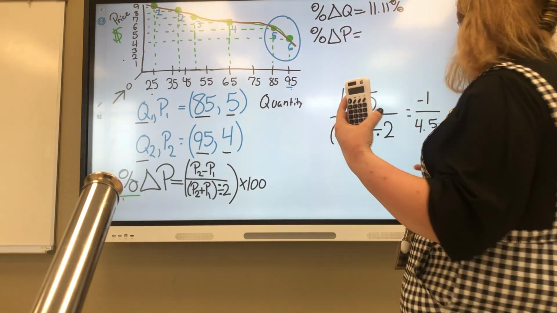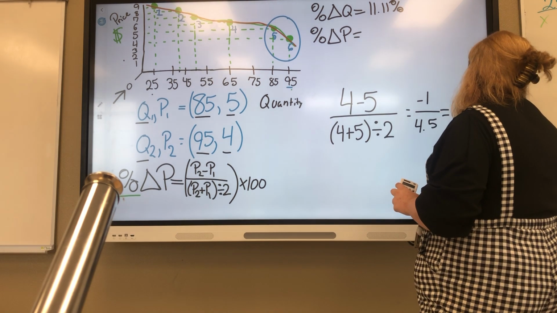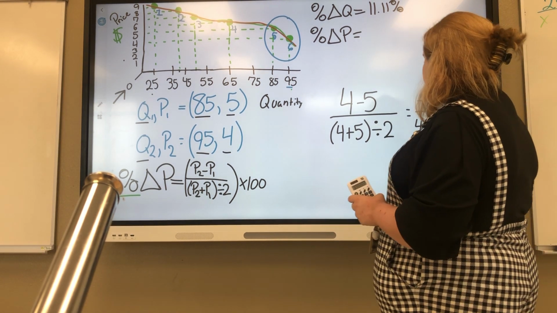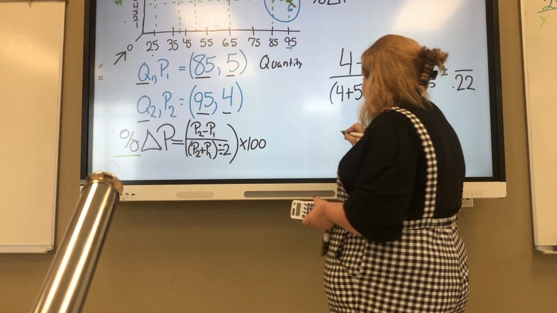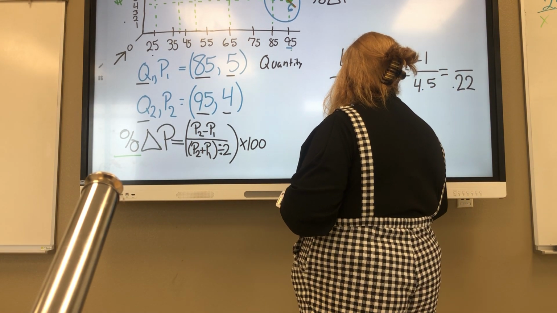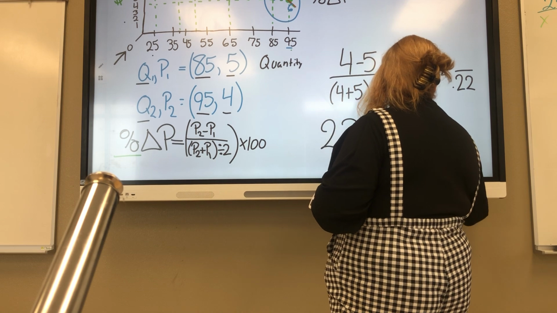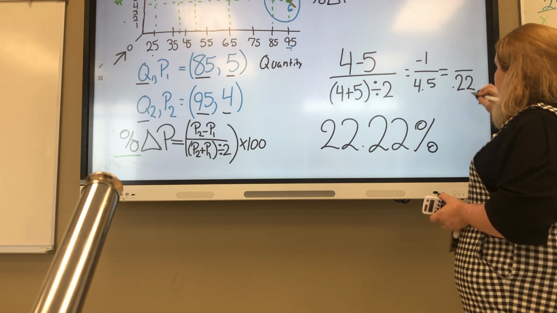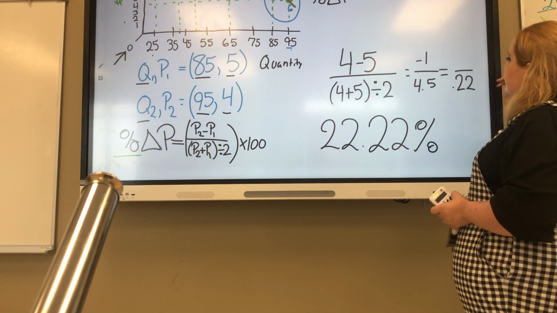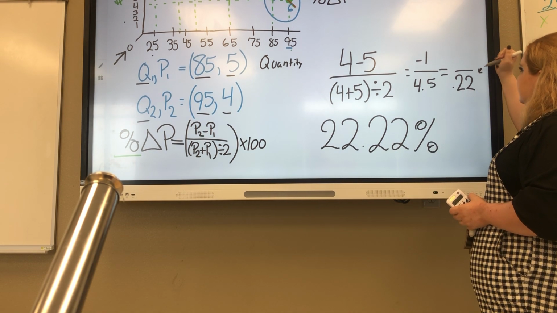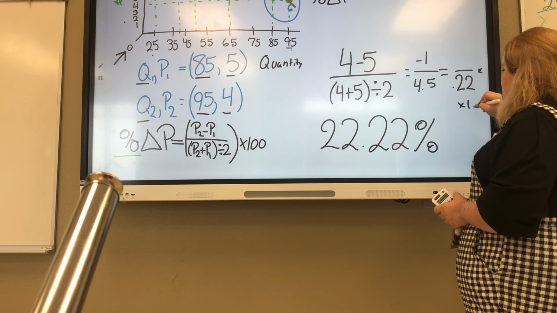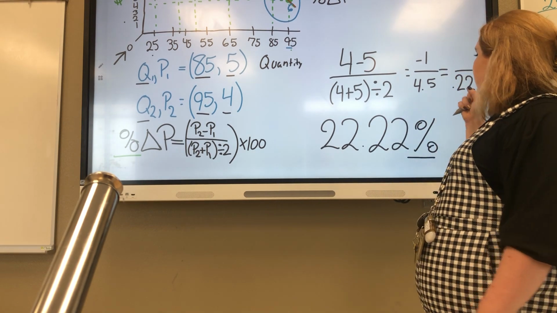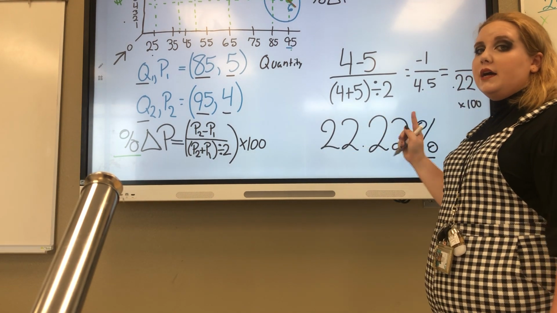It's going to give you 0.22 repeating. So if we did that and we multiply it by 100, it's going to be 22.22%. The most important thing to remember is when you get to this point where you have this decimal, you have to multiply it by 100. That's how you get the percentage. To take a decimal to a percentage, you have to multiply it by 100.